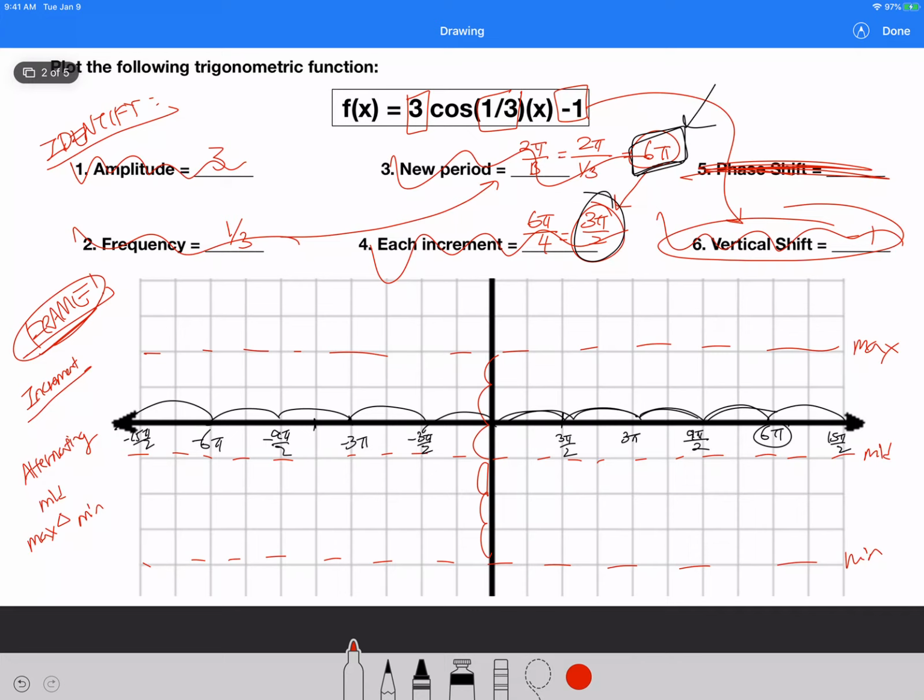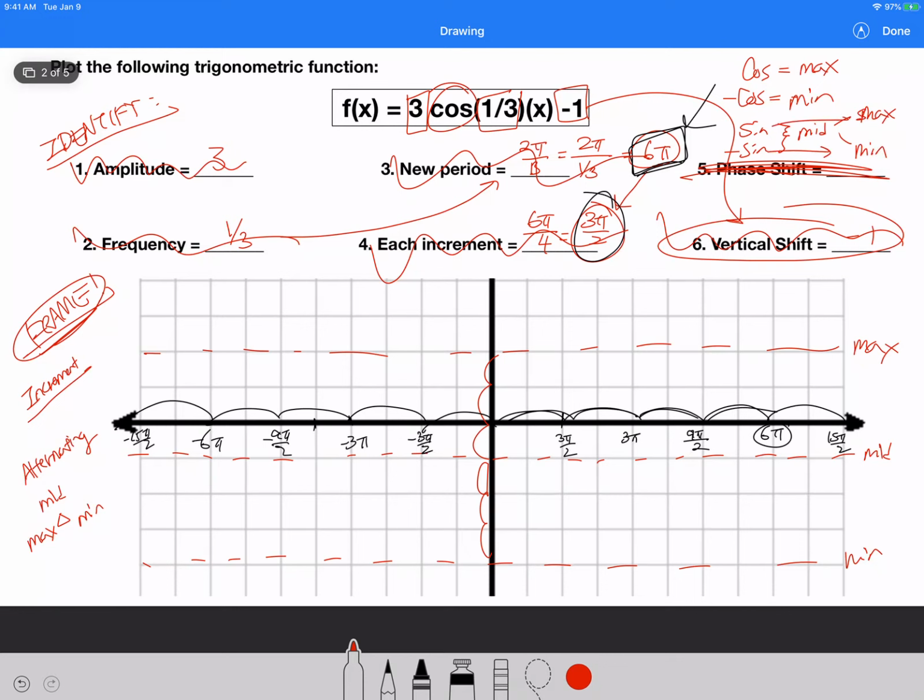But you need to identify where you're starting. Now, if it's cosine, you know that you start at max. If it's negative cosine, you start at min. For sine and negative sine, you know they both start at middle, but the second starting point is at max, and then this is at min.